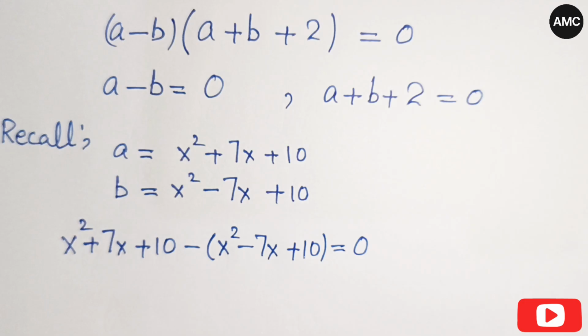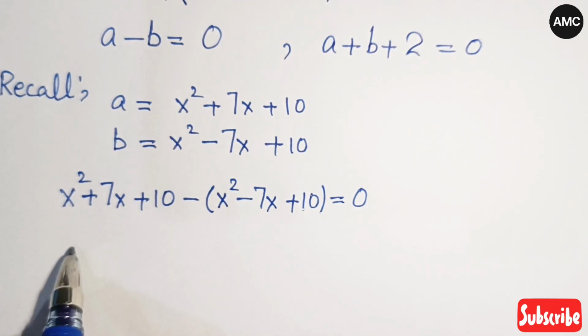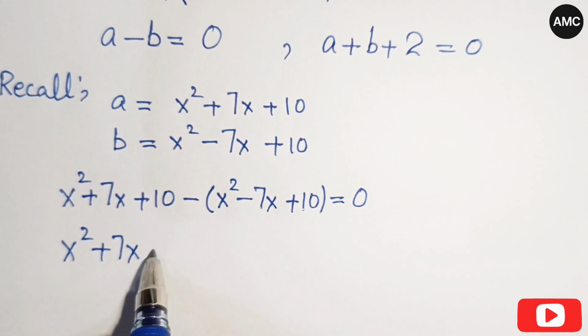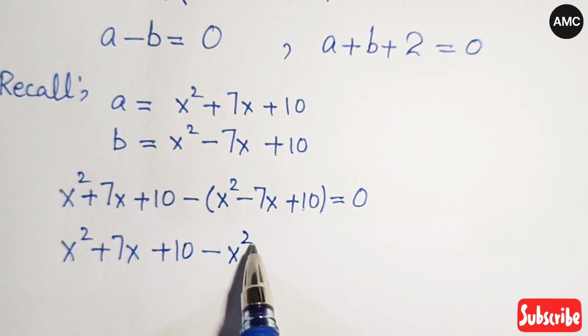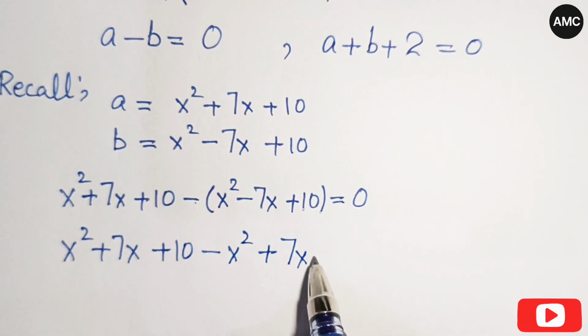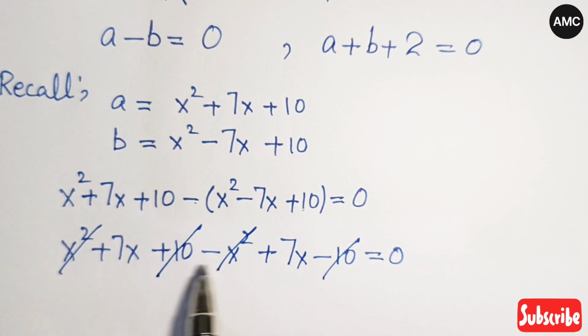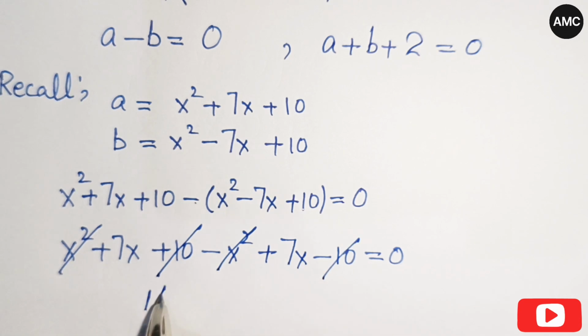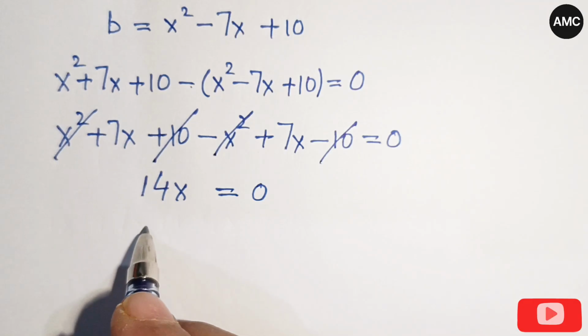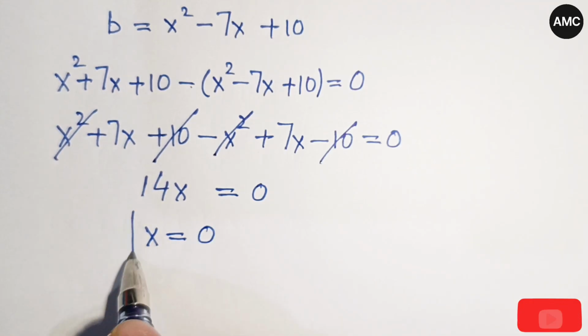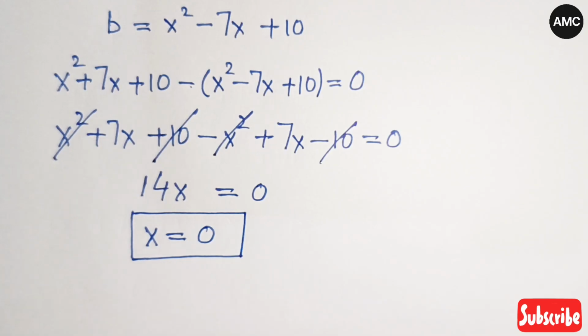Now we have, multiplying this negative sign into the parentheses, x squared plus 7x plus 10 and minus x squared plus 7x, minus times plus is minus 10, is equal to 0. Here x squared minus x squared is cancelled. Similarly, plus 10 and minus 10 is cancelled. We get plus 7x plus 7x. So we get 14x is equal to 0. If we divide by 14 on both sides, we get x is equal to 0. So it is the first solution of this problem, that x1 is equal to 0.